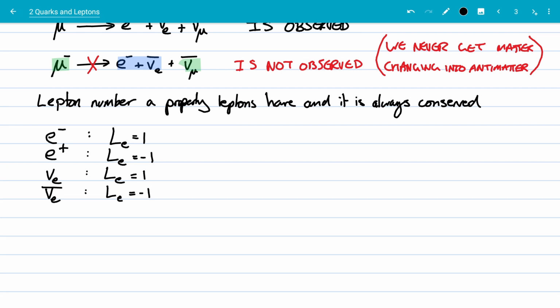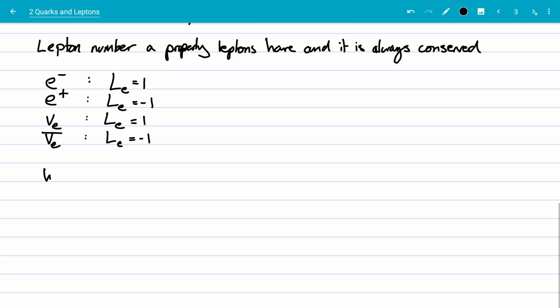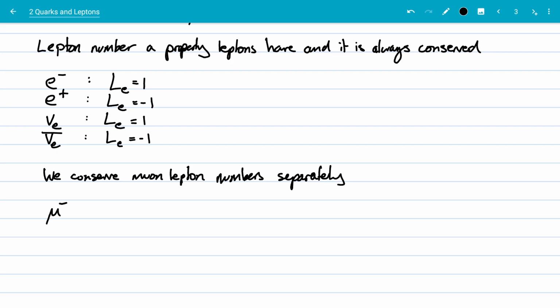Now you'll notice that I've put the subscript e on all of these lepton numbers. And that's because we conserve separately the lepton numbers for muons. We conserve muon lepton numbers separately. So we now have our muons. They are matter, so they have a lepton number of 1. We've got our antimuons. They are antimatter, so they have a lepton number of -1. We have our muon neutrinos. They are matter, so they have a lepton number of 1. And we have our muon antineutrinos. They are antimatter, so they have a lepton number of -1. Just like that.